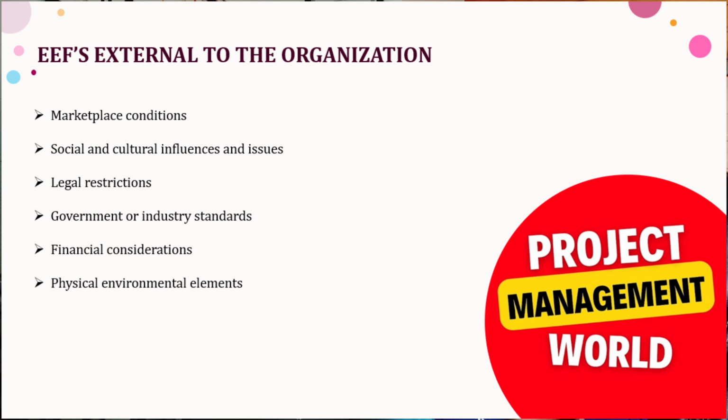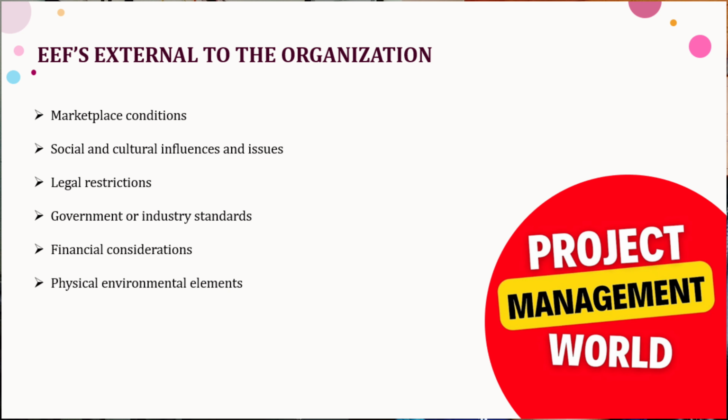Now let's switch to the external part. These are the external EEFs. First one is marketplace conditions. For example, it includes the competitor, market share, brand, etc. Then we have social and cultural influences and issues. For example, the political climate, code of conduct, ethics, and perceptions all fall under this. And then we have legal restrictions. For example, if there are different laws country-wise or state-wise, all those legal restrictions.